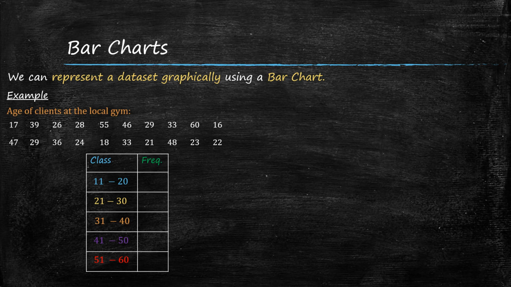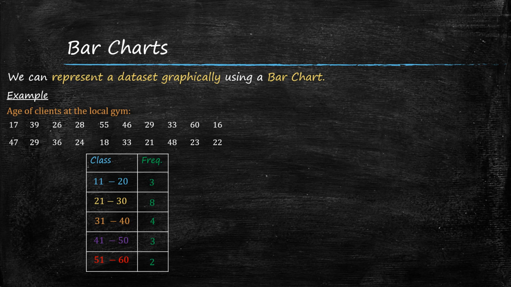Okay, going through our data set left to right, we would go through our tallies and mark our tallies and then count up our frequencies. But we'll summarize that for you. The age class 11 to 20 has a frequency count of 3. The age class 21 to 30 has a frequency count of 8. 31 to 40 has a frequency count of 4, 41 to 50 has a frequency count of 3, and 51 to 60 has a frequency count of 2.